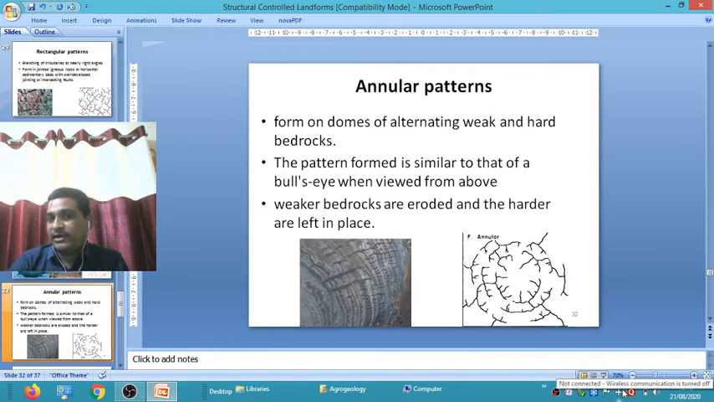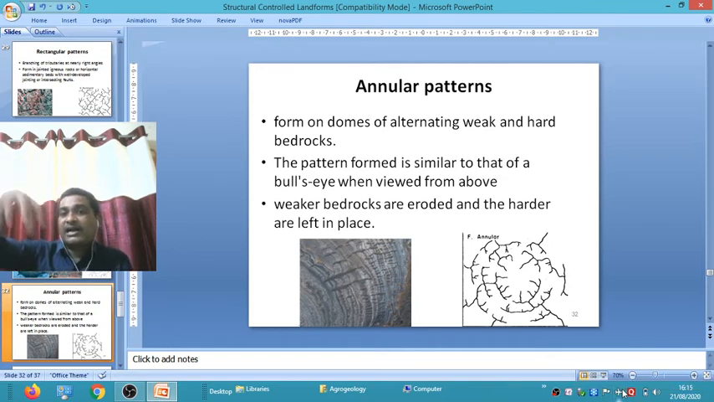Another is the annular drainage pattern. It has a circle-like structure and forms on domes of alternating weak and hard rock. One layer is hard and one layer is weak rock. The weak rock is removed by erosion, forming streams, and the hard rock remains. The pattern is similar to a bull's eye. When viewed from above, weaker bedrocks are eroded and harder ones are left in places.